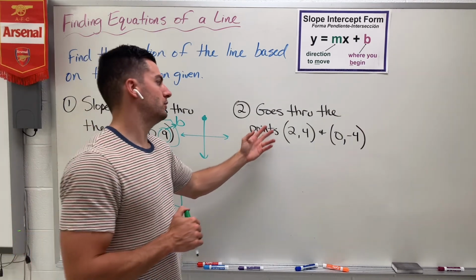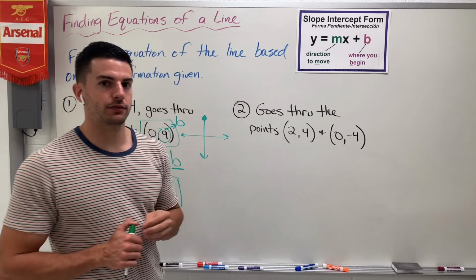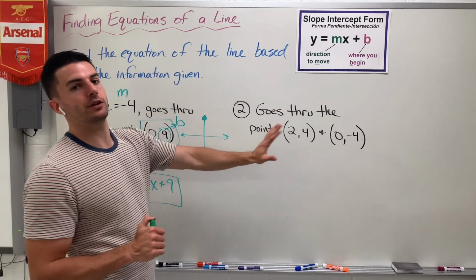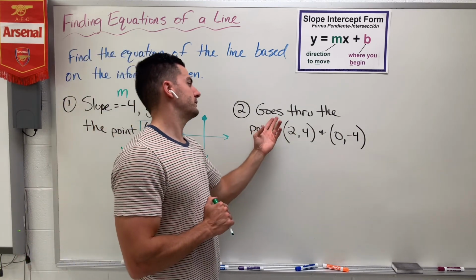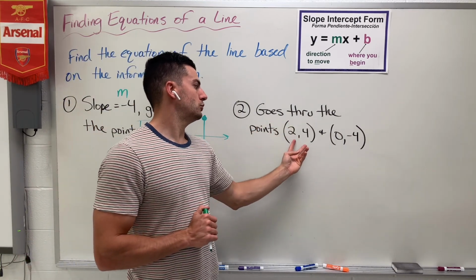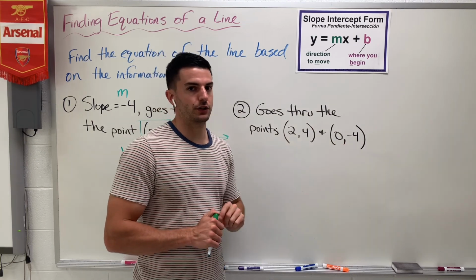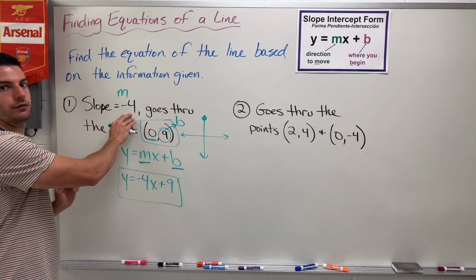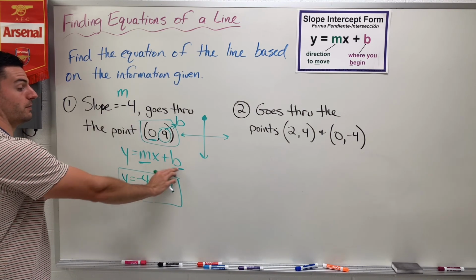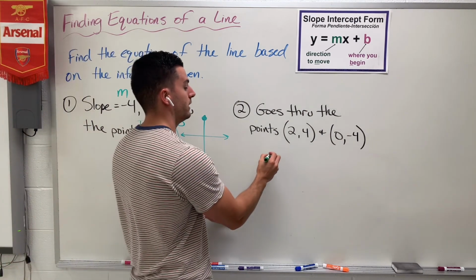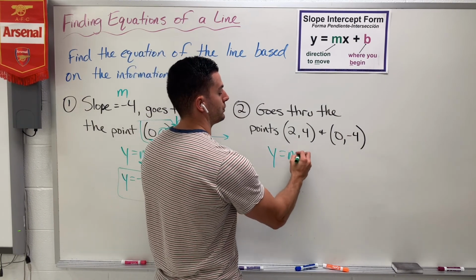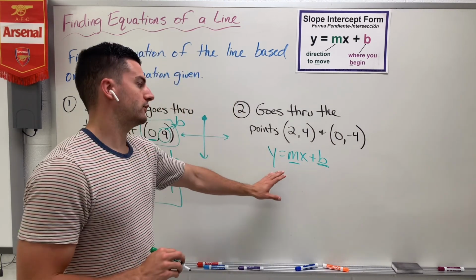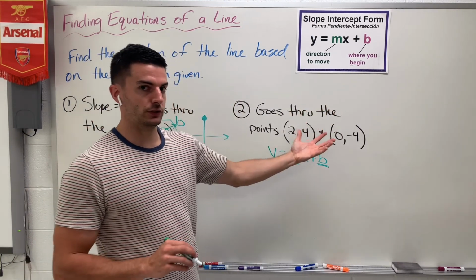Okay, now looking at number 2, these are where it gets pretty tough, okay? Not tough, it's more work, okay, because they give me less helpful information, okay? So this one says it goes through the points 2, 4, and 0, -4, okay? Now, what sucks here is that, right, slope being -4, that tells me one of my mystery numbers that I need to find, right? Because for all equations, I'm trying to find the m and b values, okay? So it doesn't tell me what the slope is explicitly, which is rough, okay?